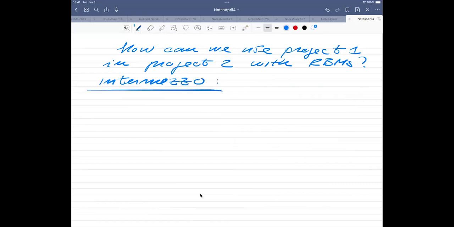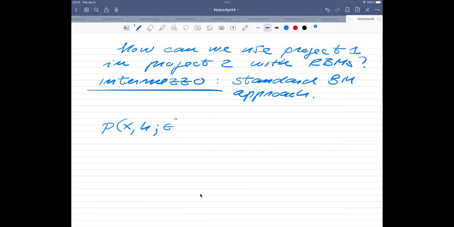And this deals with the standard Boltzmann machine approach, BM approach, or energy-based model approach. So what we have is a probability distribution. If we now assume that we have independent and identically distributed events, then we can make an ansatz for this probability distribution P(x, h), where this is now given by all the possible probabilities which we have.